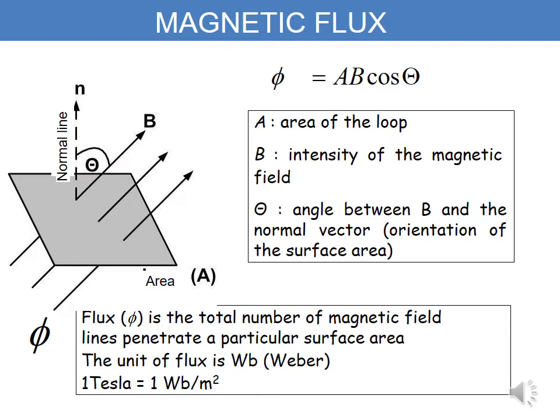If the direction of the field is parallel, or in the same direction as the vector normal of the surface, the amount of the flux is maximum. This is because cosine 0 degrees is 1. But if the surface is slightly rotated, less magnetic flux will penetrate the surface, so the total flux penetrating the surface will decrease, as shown from the equation phi equals AB cosine theta.